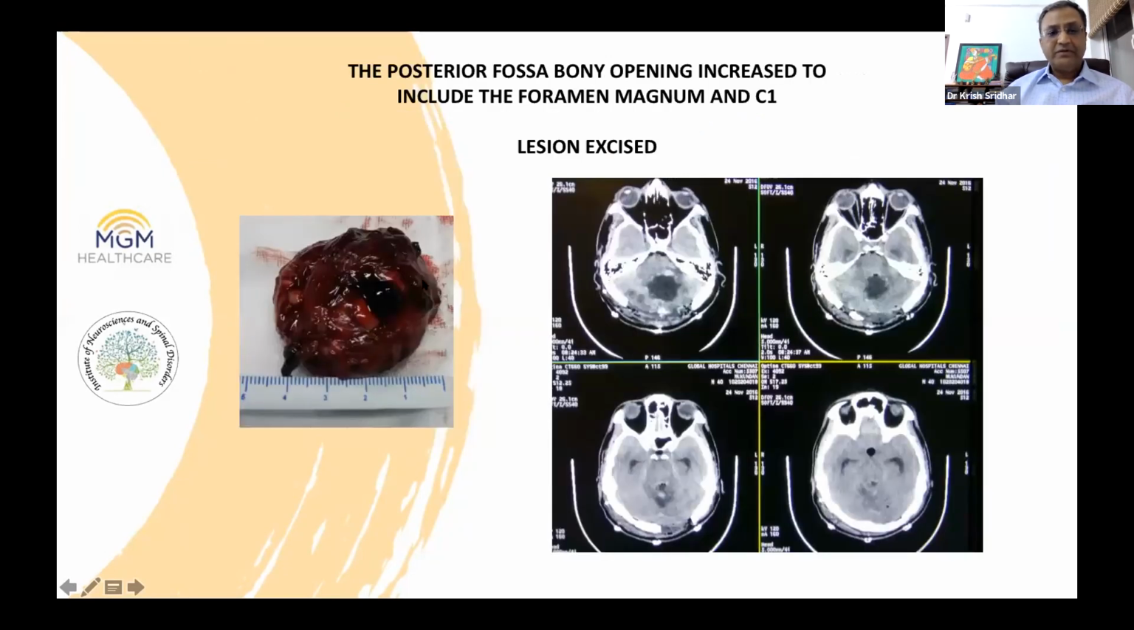Removing the hemangioblastoma was not much of a problem. We increased the previous bony opening to include the foramen magnum and C1. We excised the lesion completely, but because of the deterioration that the patient suffered immediately post embolization, the patient had a very, very stormy period and took a long time to come around. And therefore, after this case, I am a little wary of trying to get a preoperative embolization done for hemangioblastomas.